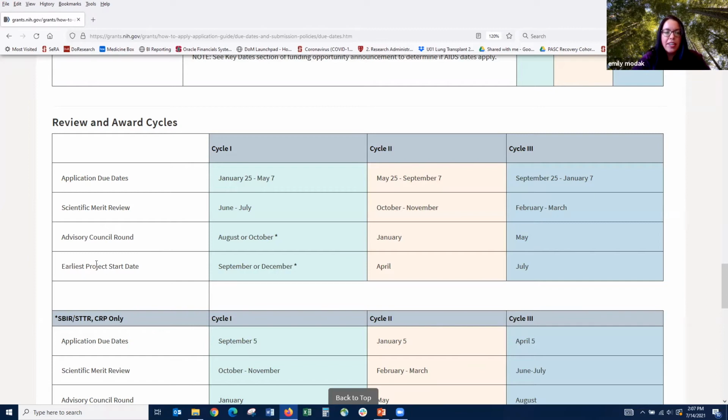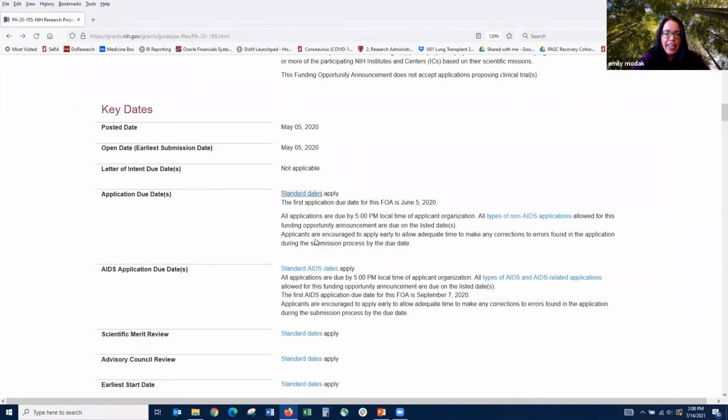And then this is the other piece of information that you'll need at the proposal stage, which is the earliest project start date. So if you know that you're submitting for cycle 3, so this year in 2021, you submit for the October 5th deadline, the earliest start date is July 1st of 2022. So it's a full 9 months later. NIH is on a long time horizon on this.